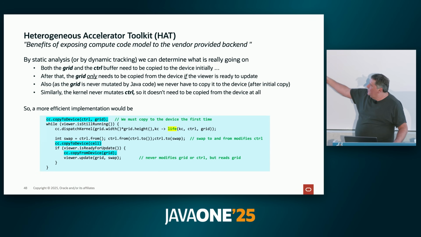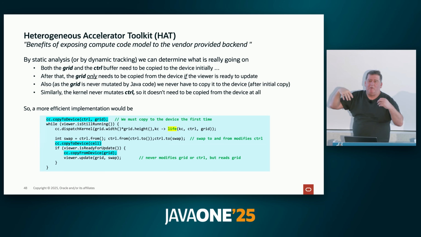And so again, by static analysis of the code or dynamic analysis, we can say, well, the grid needs to definitely be copied once. The control block needs to be copied once. We know that's for sure. We do need to copy the control information back from the device because we just flipped it. You remember we flipped the to and from, so that definitely has to come, and that's going to have to go back onto the device. But we only have to copy the grid data if we get into this conditional loop. And this is the sort of working out that the vendor can do because they have the compute model.